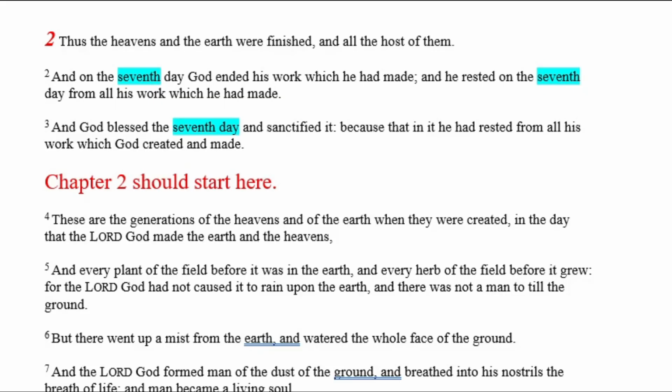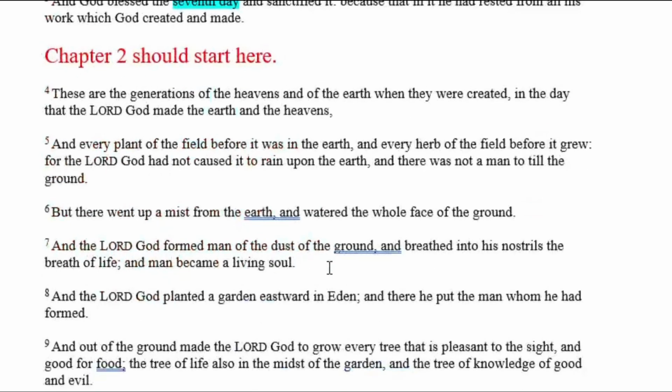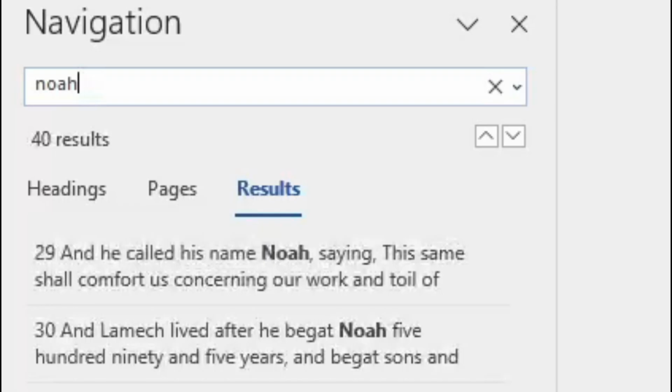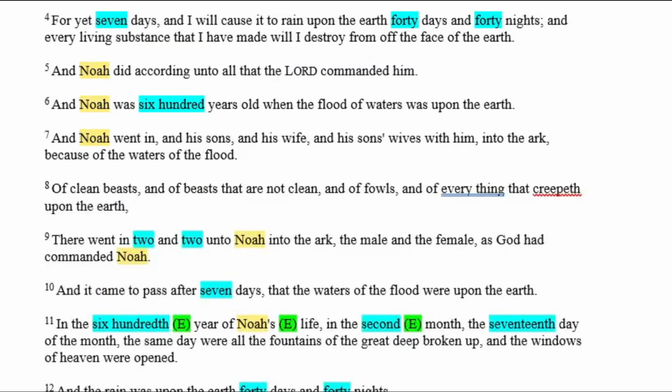In fact, before moving on, if you're doing this on your own, let me show you what I'm talking about as far as repeats. I didn't know about that 7th 3 times to begin with. I'm toying around and playing with things. But if I go over here and search up Noah, what I'm talking about down here is where you've got this: and Noah did according unto all that the Lord commanded him. And Noah was 600 years old when the flood of waters was upon the earth. And Noah went in. And Noah went into the ark as God had commanded Noah.